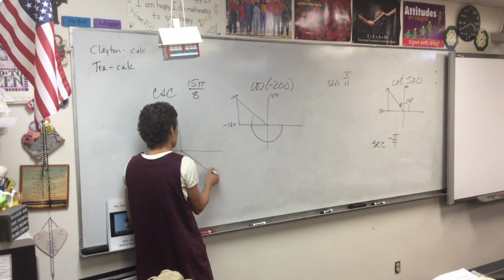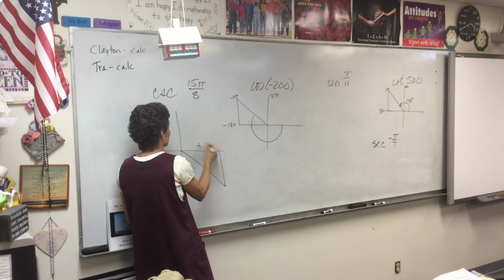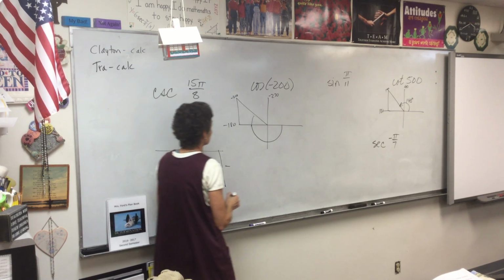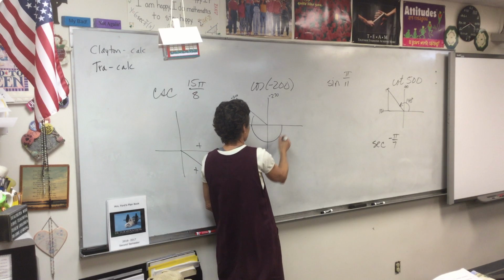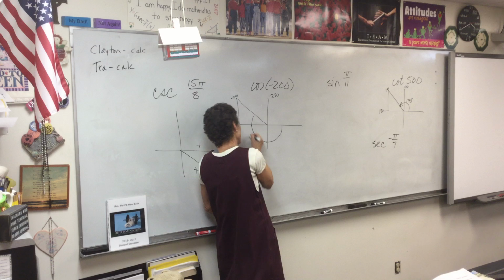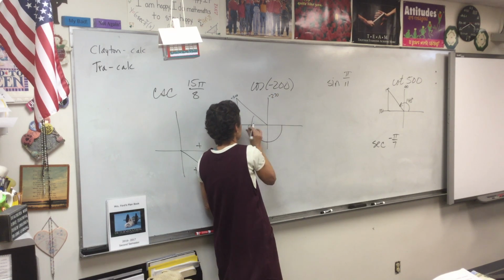Yep, you go backwards. That's crazy. So you go backwards, go down and around. So this is negative 90, negative 180, negative 270.